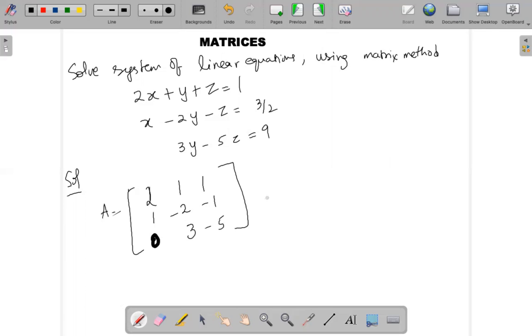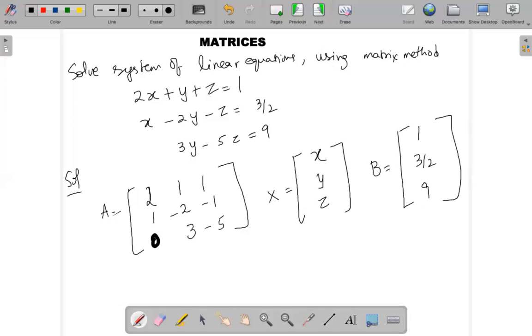And X will be x, y, z. And B will be 1, 3, 4, 2, which is in the form of AX equals B. Now, the next step is to find the determinant of that, so mod A.